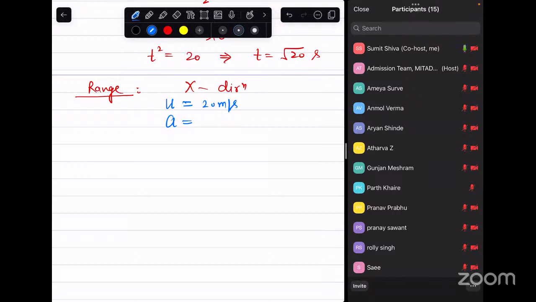This is an important question. It will be negative g. If we project any object, then what will be the acceleration in x direction? And what will be the acceleration in y direction?